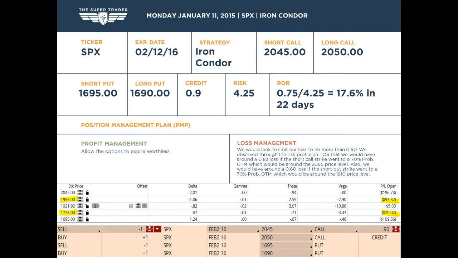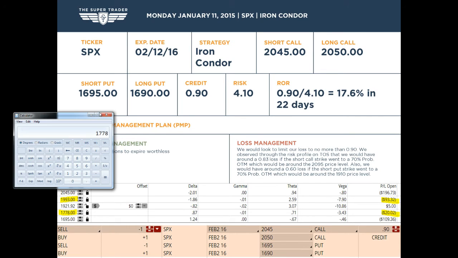Now, I'd be okay with 85 cents here. Our risk to reward is well within the parameters that we look for. So I'm okay with taking on a little bit less if we need to here, but I'm going to shoot for that 90 cents here. See if we can't kick off 2016 with a boom. 90 cents divided by 410 gives me a return on my risk of 21.95% in 32 days.